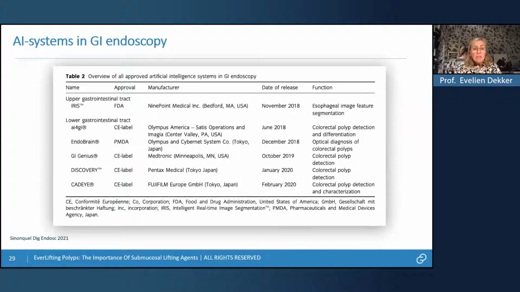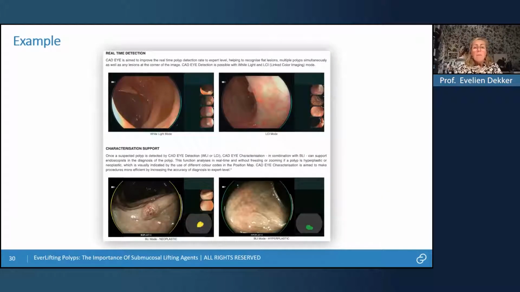There are many AI systems on the market. This is from a recent publication from Ralf Bisschops and his group, showing the different systems available, both for detection as well as differentiation of lesions in the colon and also in the esophagus. And this is just one example of a system that helps you both in detecting as well as in differentiation of lesions between just NICE 1 and 2, so NICE hyperplastic or adenoma.